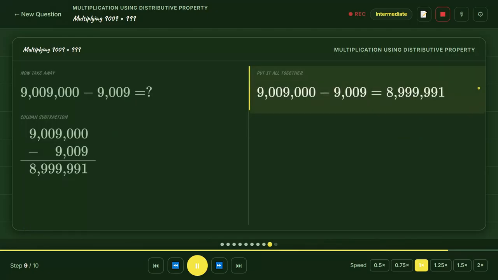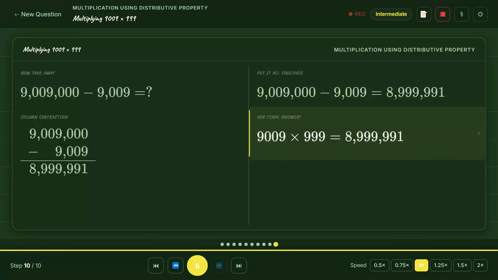So 9,009,000 take away 9,009 gives us 8,999,991. That's our answer. We did it. 9009 times 999 is 8,999,991. See how the trick made this so much easier?